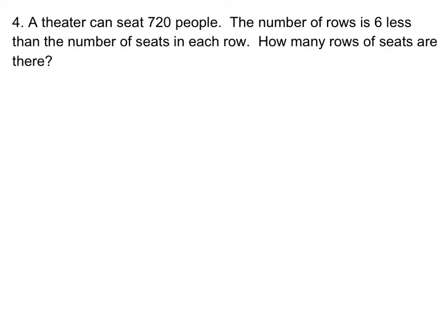Number 5, a theater can seat 720 people. The number of rows is 6 less than the number of seats in each row. So how many rows of seats are there?